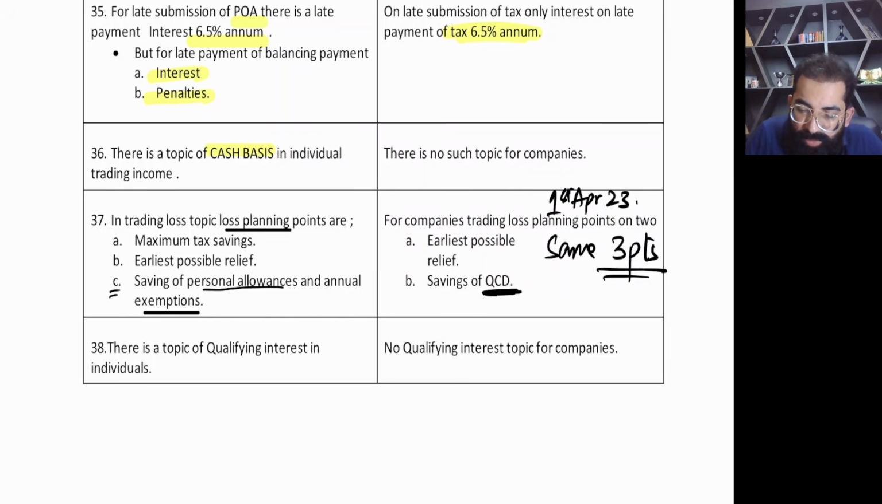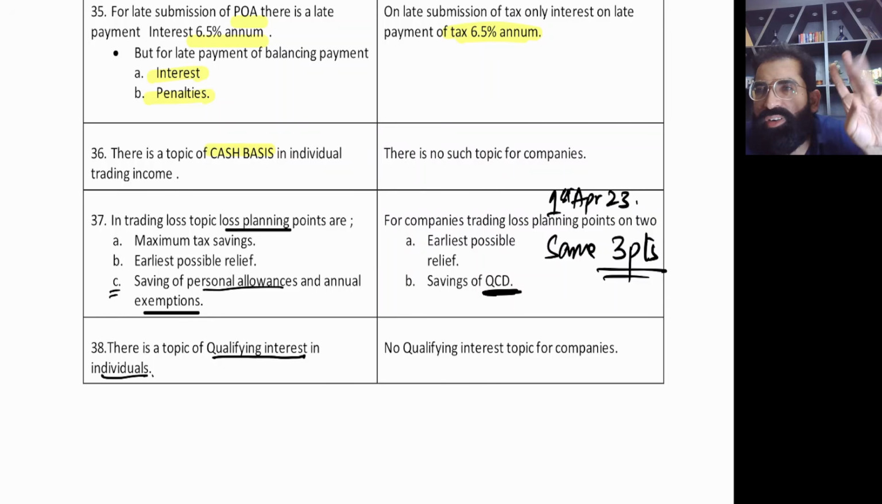There is a topic of qualifying interest in individuals. Yes, qualifying interest is an allowed expense from total income, non-saving. You remember the 3 columns: non-saving, interest, dividend. From total income, you deduct qualifying interest paid if it is given. But in companies, there is no such topic of qualifying interest.